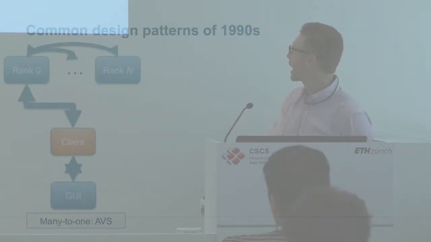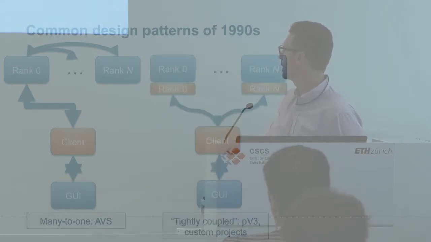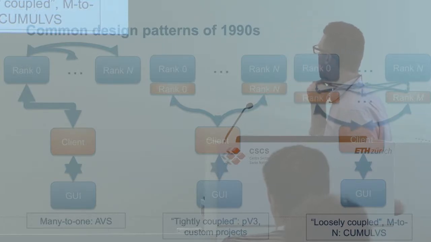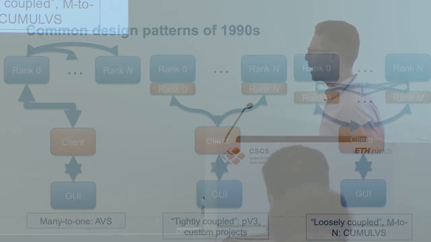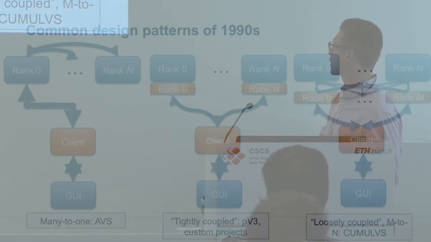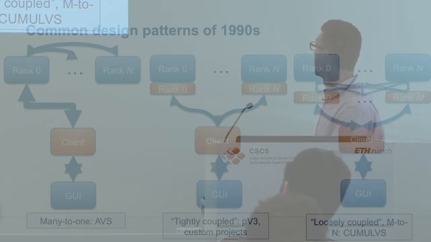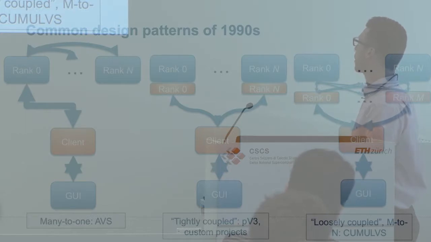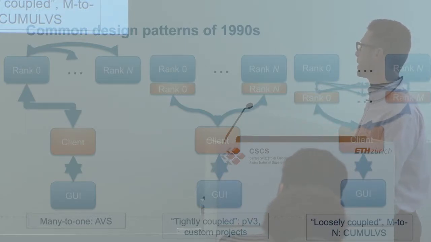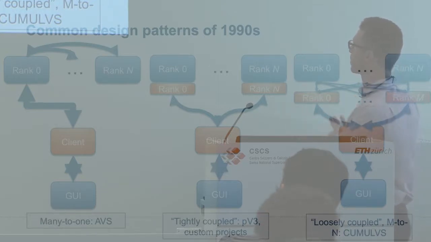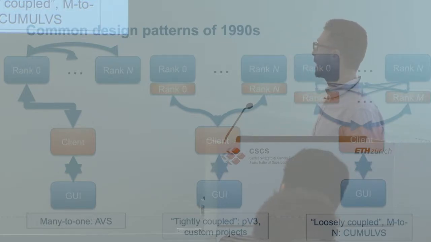In the 90s, many different parallel design patterns were explored and developed. Many to one, AVS used that. Tightly coupled. Loosely coupled, M to N. Whenever we talk about M to N, we're talking about the simulation running on M compute nodes or processors, and the visualization analysis running on N compute nodes or processors. The point of this picture is that parallel design patterns in situ have been explored for a long time. If you can think of a parallel design pattern, it's been done.